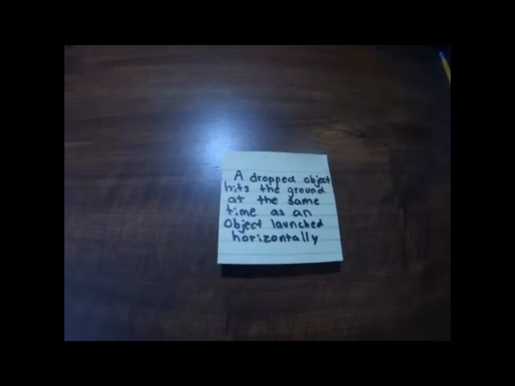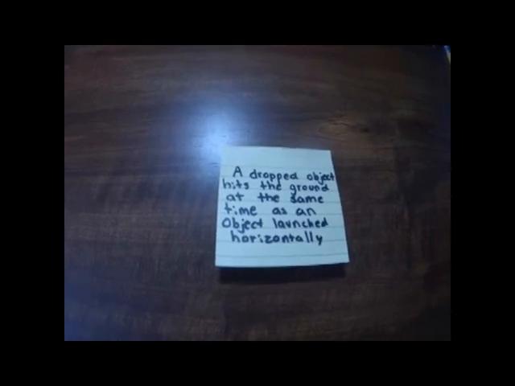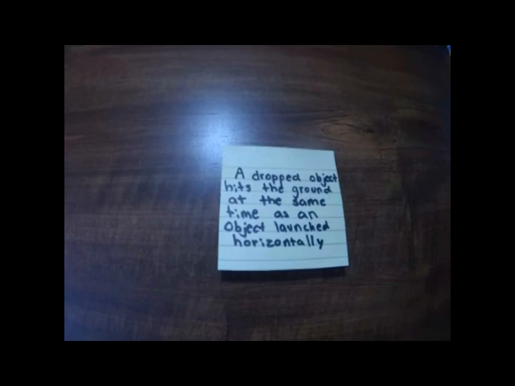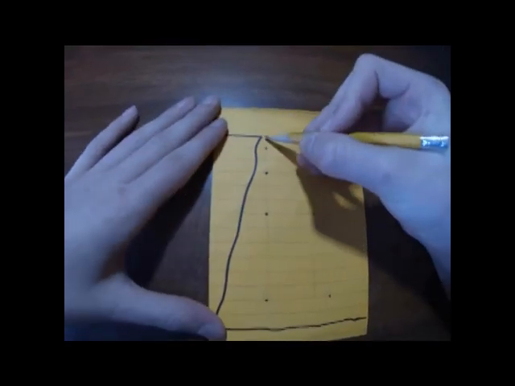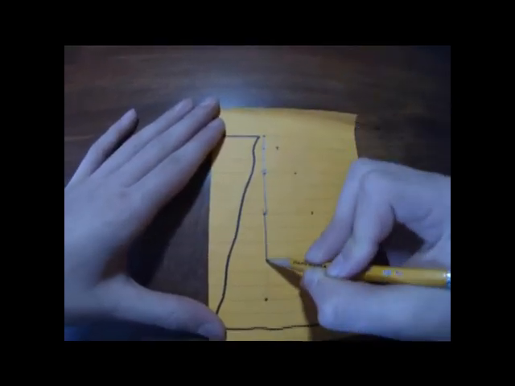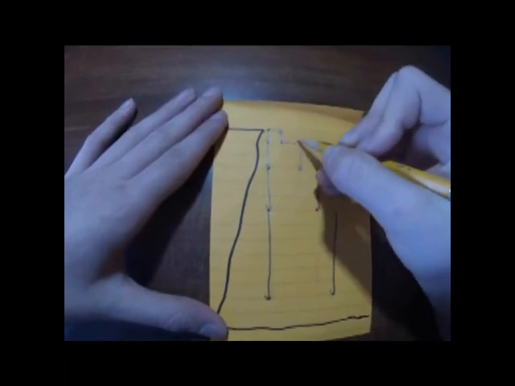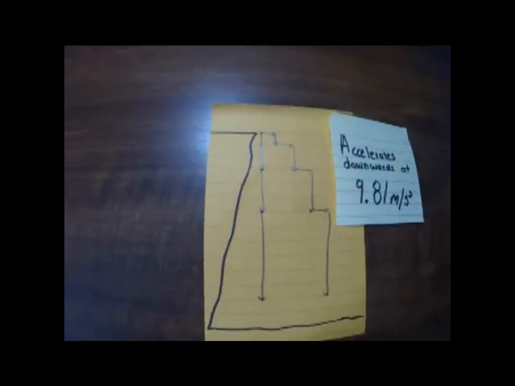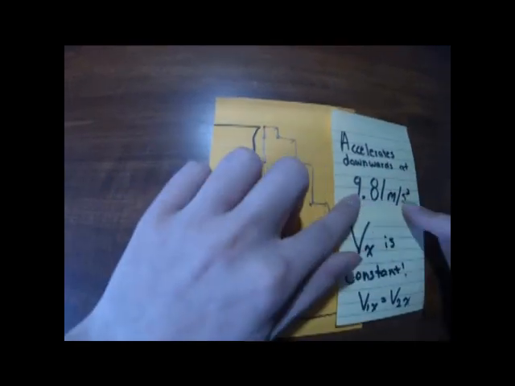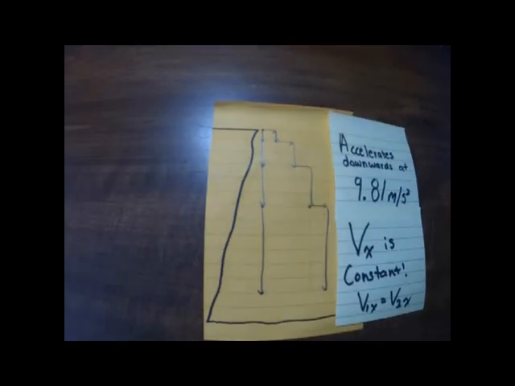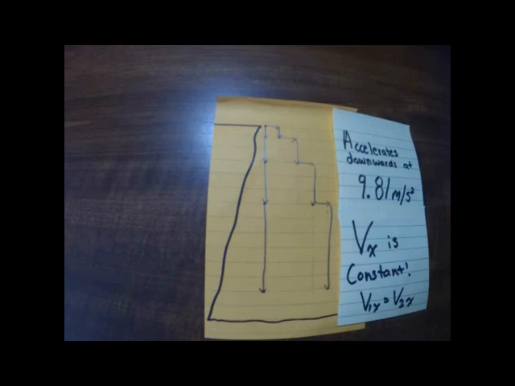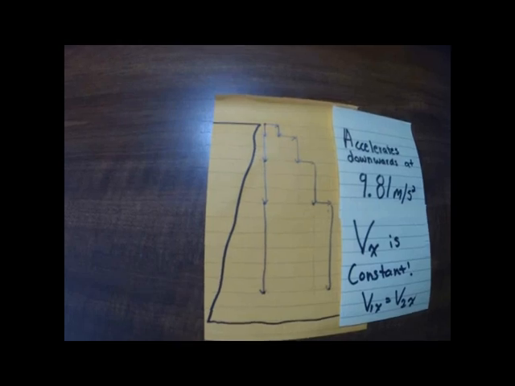A dropped object hits the ground at the same time as an object launched horizontally. I'm going to draw a diagram that illustrates this idea better. As you can see, the V in the Y direction is accelerating, meaning it's getting bigger, and it's doing it at the same rate for each object. One was just dropped and one was thrown horizontally. So they are accelerating downwards at 9.81 meters per second squared due to gravity. And of course, the velocity in the x direction is constant, meaning v1x will equal v2x.